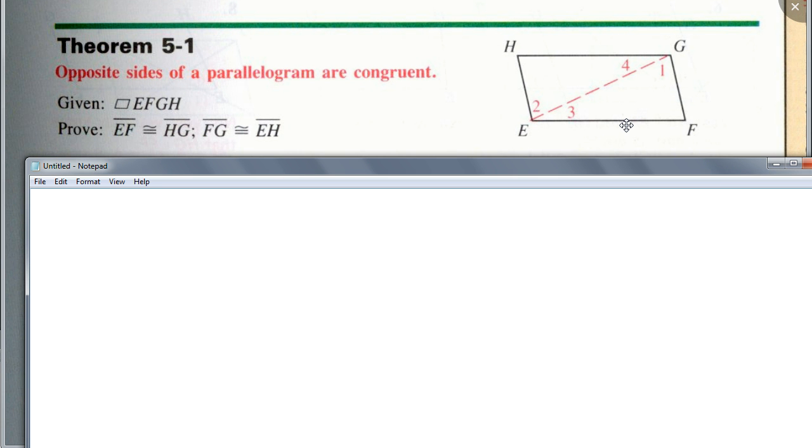Good. EG congruent to EG itself. Very good. So if you're going to use angle, side, angle, you have to show all those three parts, right? Does that make sense? And of course, if those two triangles are congruent, you're done because HE and GF are the corresponding parts of congruent triangles.